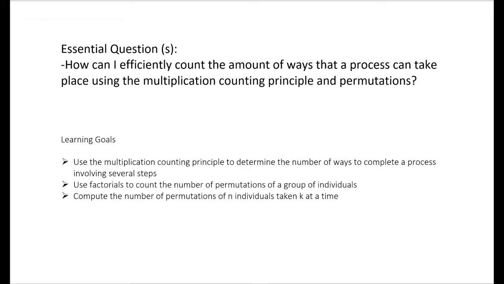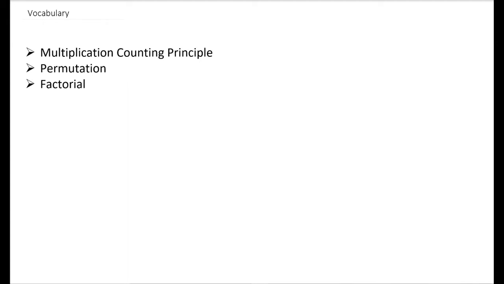So our learning goals are to be able to use the multiplication counting principle to determine the number of ways to complete a process that involves several steps. We're going to talk about using factorials to count the number of permutations of a group of individuals, and we're going to be talking about computing the number of permutations of n individuals taken r at a time. All right, so our vocab includes multiplication counting principle, otherwise known as the fundamental counting principle, permutations, and factorials.